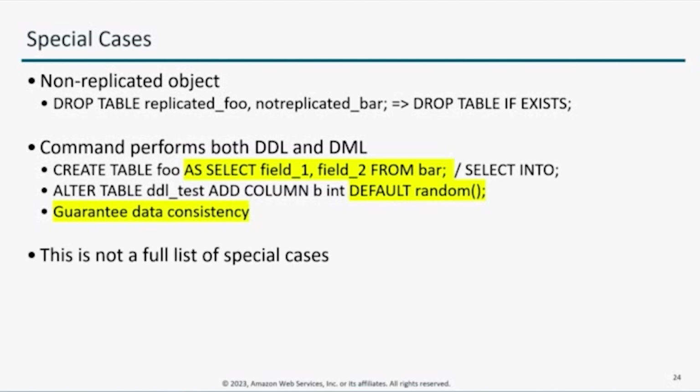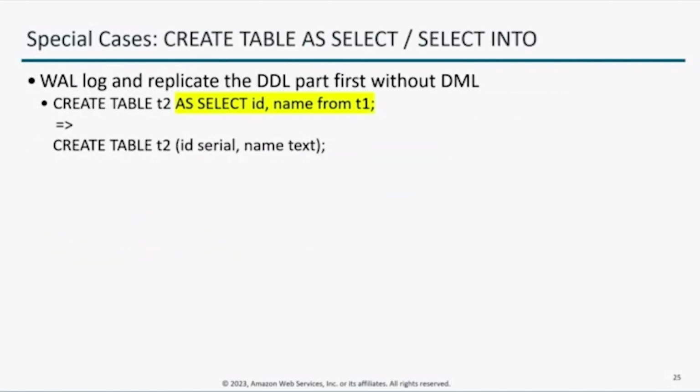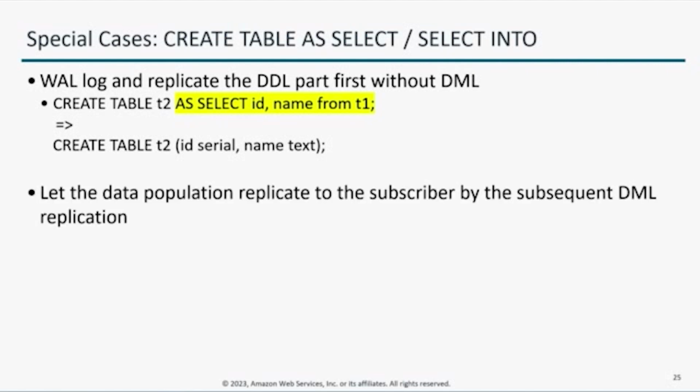So it should be noted, this is not a full list of special cases. So for create table as select or select into, for example, create table T2 as select ID, name from T1. So this command works as first creating the table schema T2, then it will actually populate the table with existing data from T1. So the idea here is that we want to WAL-log and replicate only the DDL parts. So we'll transform these commands into a simple create table command with the full column definition and WAL-log this new command. Then we'll let the data population happen with the existing DML replication.